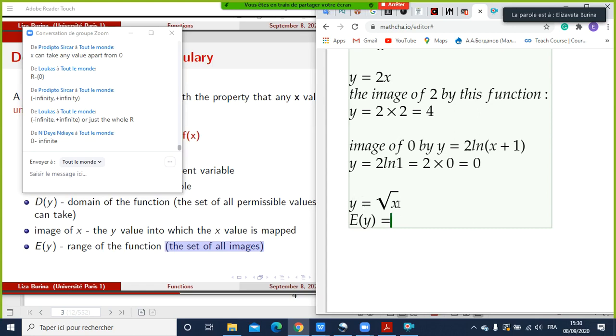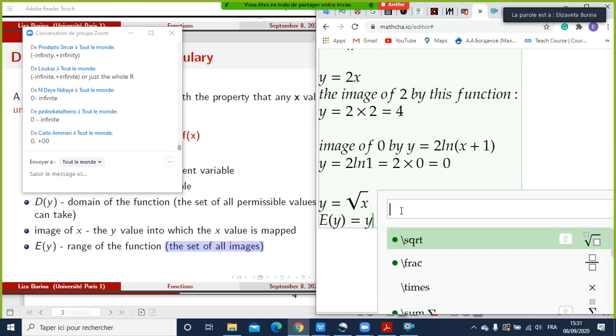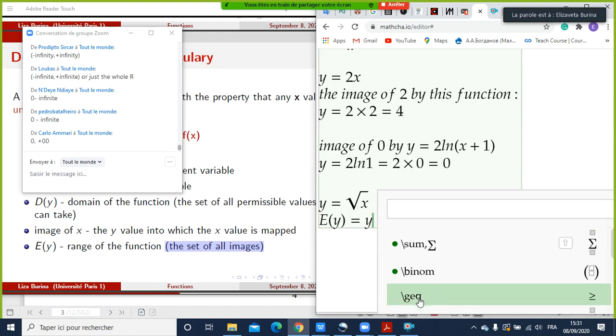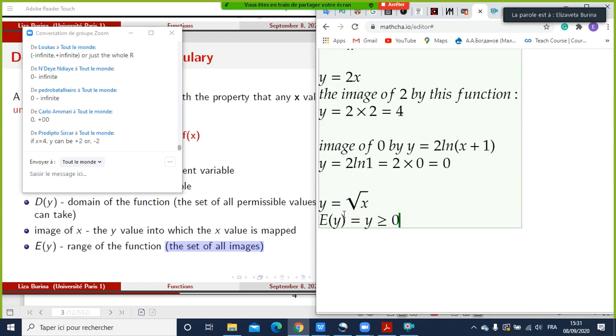So, y equals square root of x. So how can it be minus infinity for y? It cannot, right? Okay, so I see now more answers supporting what I was thinking of. So y has to be greater or equal to 0.